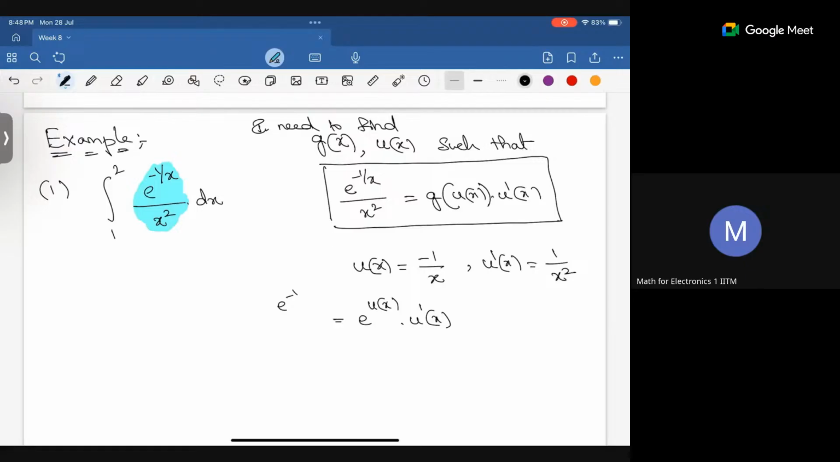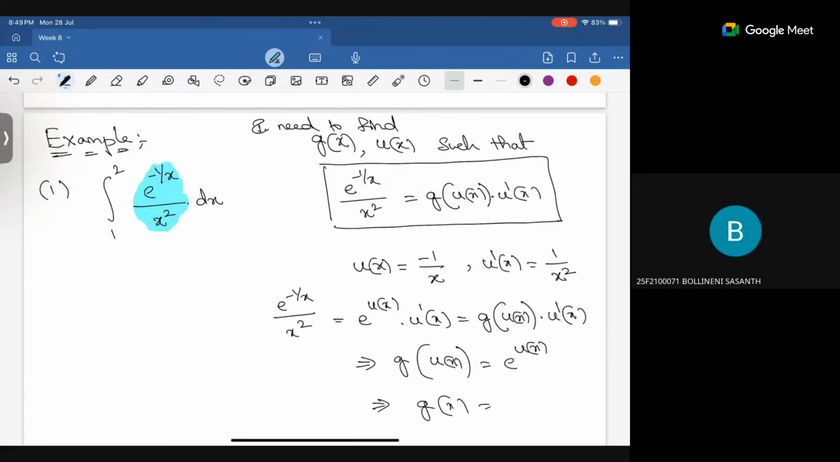So this is e power minus 1 by x divided by x square. Now we have written it as e power u of x into u prime of x, and this should be g of u of x into u prime of x. From here you can clearly see that g of u of x is e power u of x. What will be g of x? E power x.